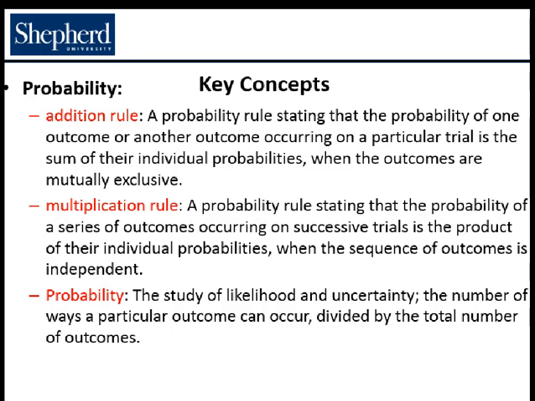The multiplication law is really an AND condition. So if you want to know the probability of A occurring and B occurring, you multiply the probability of A occurring by the probability of B occurring.